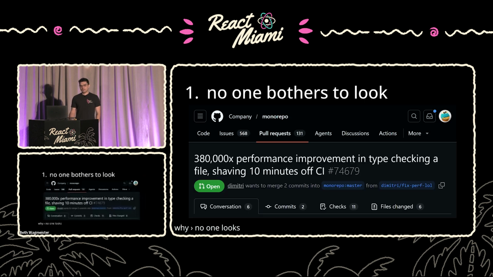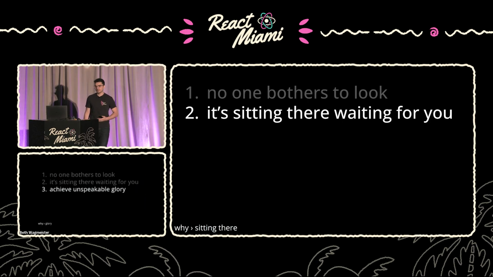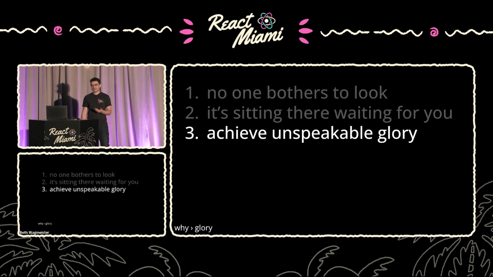Yet I've been able to put up PRs with tiny changes that have literally tens of thousands or hundreds of thousands of times improvements in type checker time. And it's not because I'm some genius. It's because people tend to only look into performance issues when something is going horribly wrong. And these big perf wins are just kind of scattered around your code bases waiting for you. And when you do, you'll be shocked at the reaction.